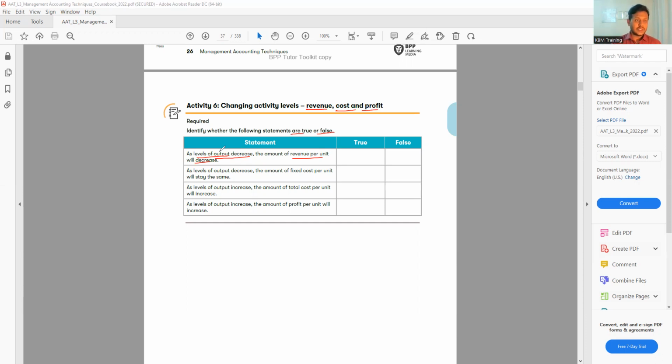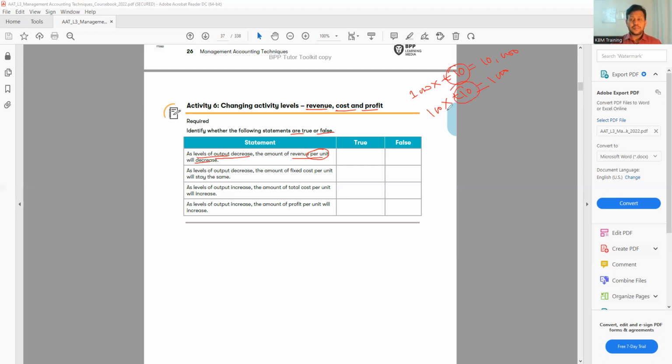Try to understand the question very well, then you give the answer. You can see true and false. Try to understand per unit. Let's say if I sell 1,000 units and the price per unit is 10 pounds, so let's say it is 10,000. Now if I only sell 100 units, 100 times 10, it will be 1,000. So it is decreasing in total, but per unit 10 pounds is the same.